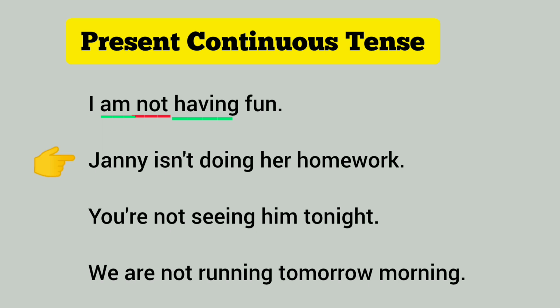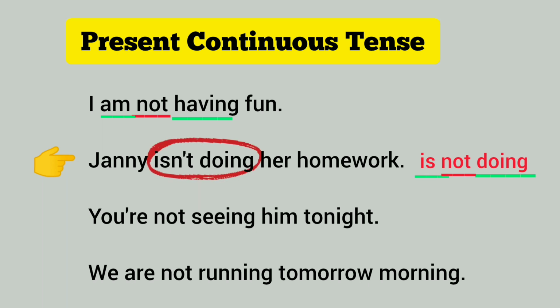The next sentence, Jenny isn't doing her homework. Here we use the contraction form isn't for is not. And this sentence is similar to the first one. We added not between the be verb and the verb doing. Let us move to the next sentence. You are not seeing him tonight. Again, here we have a contraction of you are.